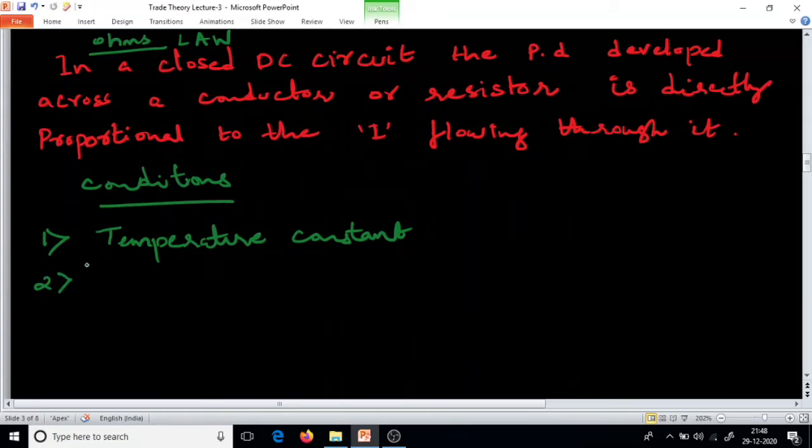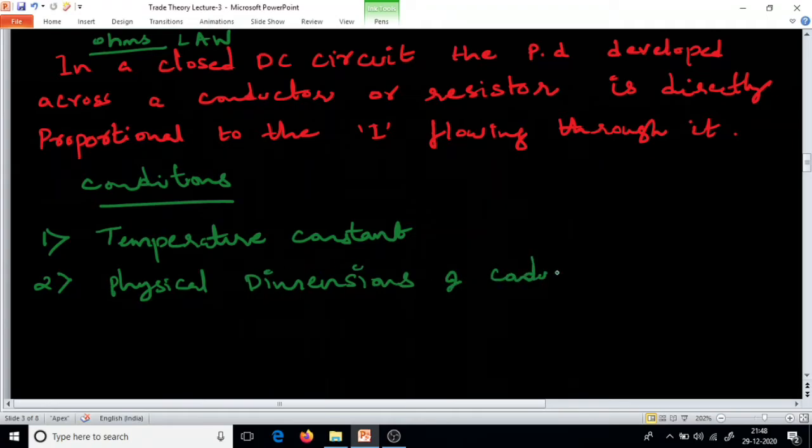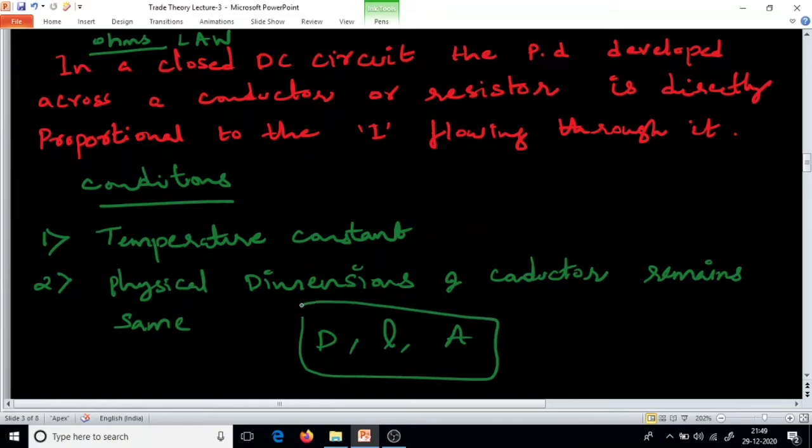And the second point is the physical dimensions of the conductor remain the same. What does it mean? That means the diameter, length, area, all of these parameters of the conductor have to be the same. So we understood what is the basic definition of Ohm's law.